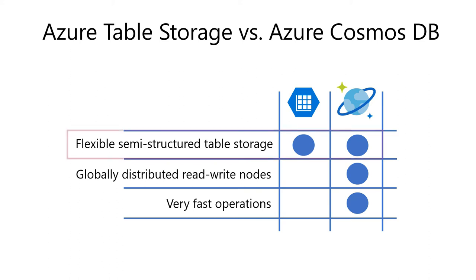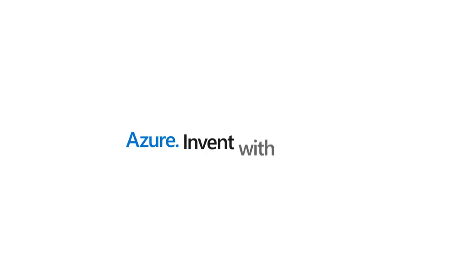So you can use Azure Cosmos DB Table API and Azure Table Storage with the same API and SDK. When you need extremely high global performance, you can use Azure Cosmos DB for your applications. And if you need fast and reliable semi-structured table storage, you can use Azure Table Storage. Go and check it out.